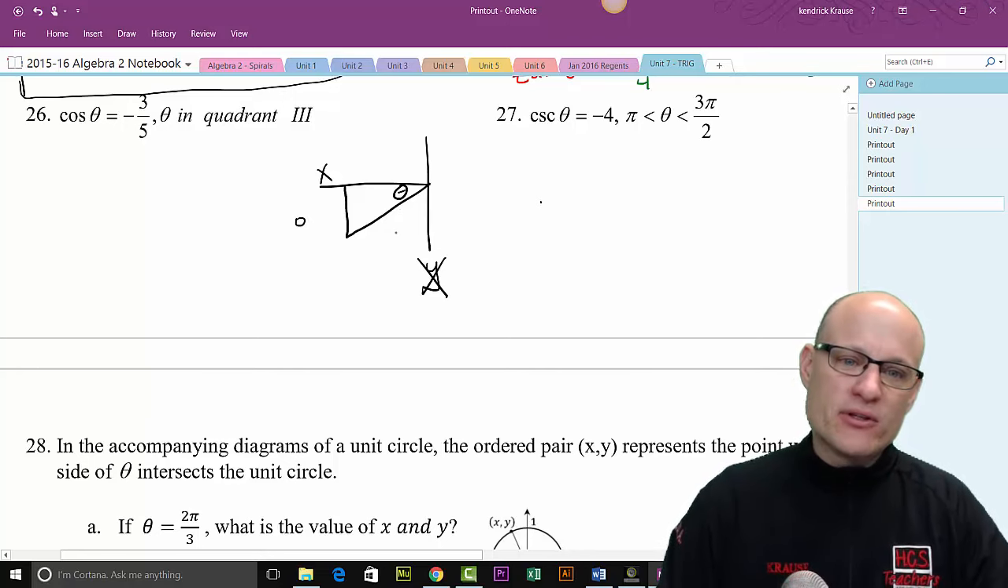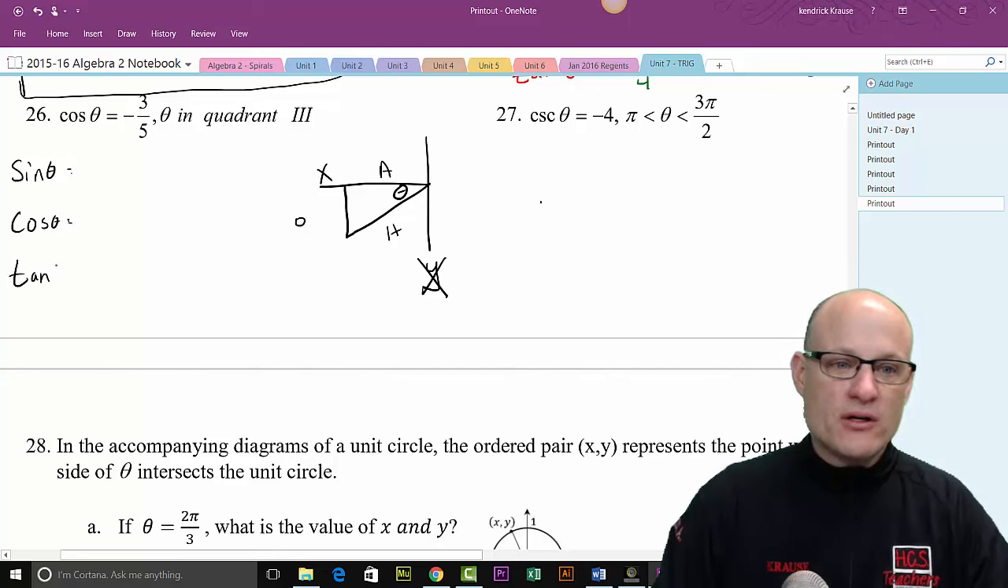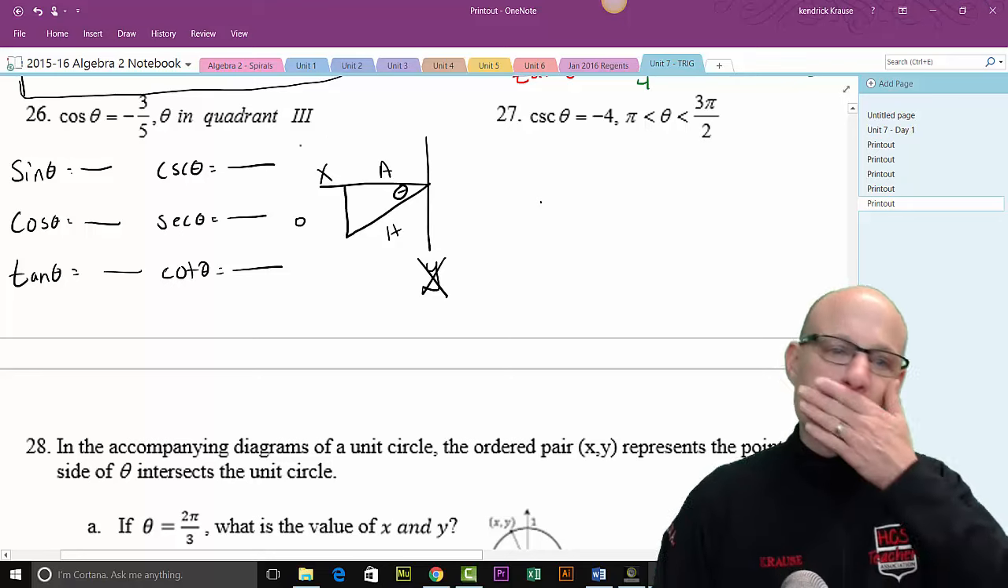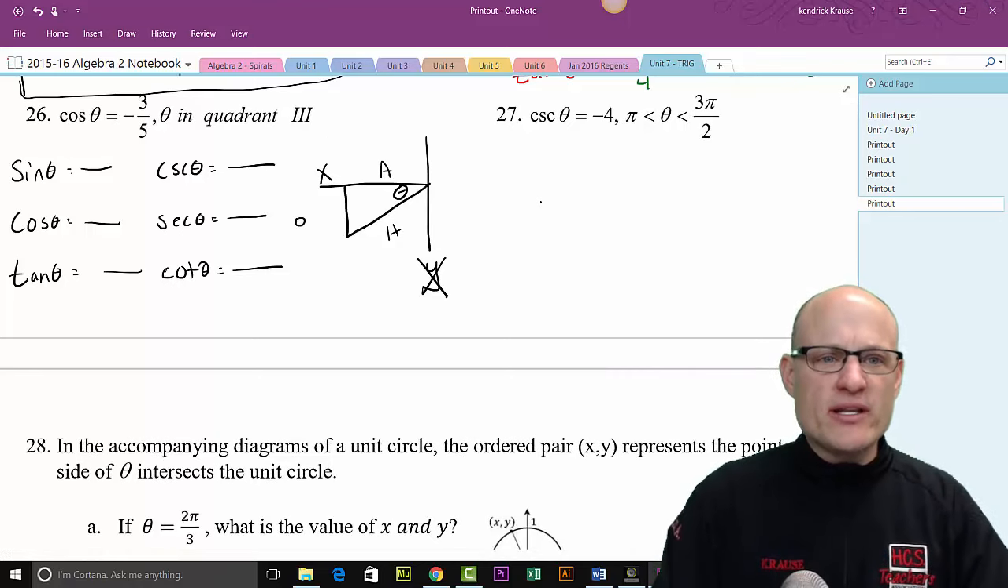Let's see. Sine of theta. Cosine of theta. Tangent of theta. Cosecant of theta. Secant of theta. Cotangent of theta. All right, what do we got here? Now, the only thing I know, the only thing I was given is cosine is negative 3 over 5.